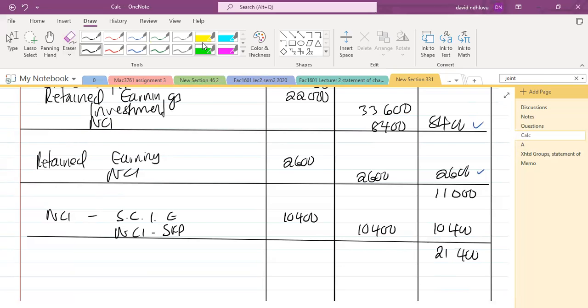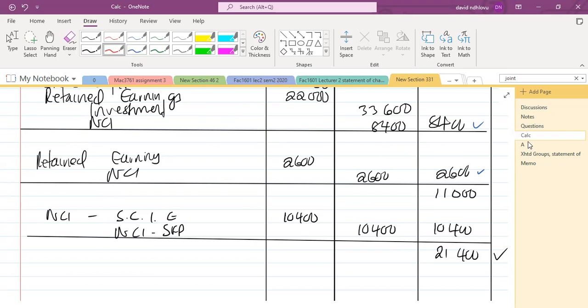Right, this one is just an addition so that we can get the values of NCI at various stages since our acquisition. Remember this amount, we haven't closed the current year. The 10,400 will be sitting in the statement of changes in equity before we close. So we are eliminating it from the statement of changes in equity and crystallizing that in the statement of financial position in the NCI figure of 10,400.